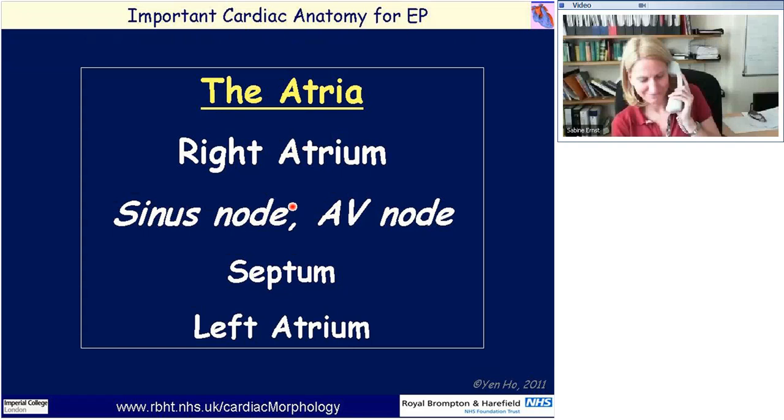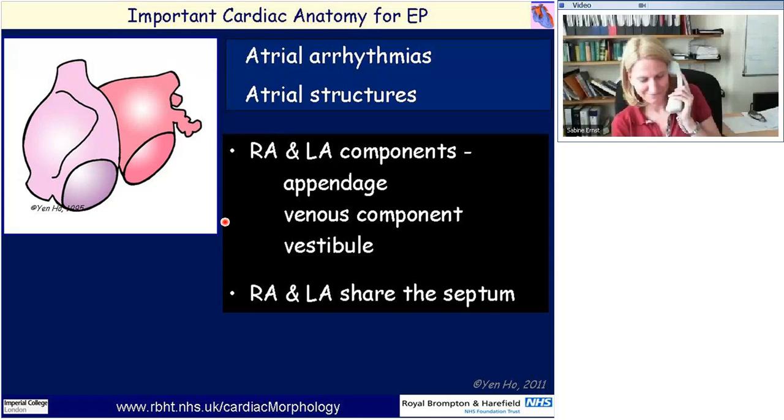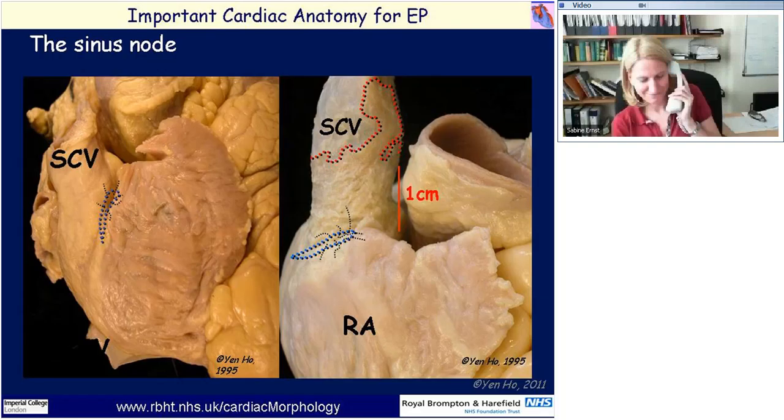So next we move to the various chambers and just touch briefly on the sinus node and atrioventricular node. So for us as anatomists and morphologists, each atrial chamber has these components: an atrial appendage, the venous component receiving either the caval veins and coronary sinus or the pulmonary veins, the vestibule, which is the area of the atrial chamber just proximal to either the mitral valve or the tricuspid valve. And then, of course, the septum, which is shared by both atrial chambers.